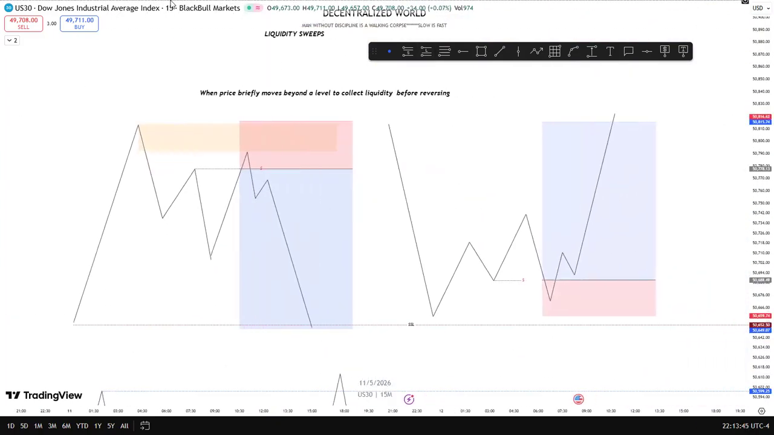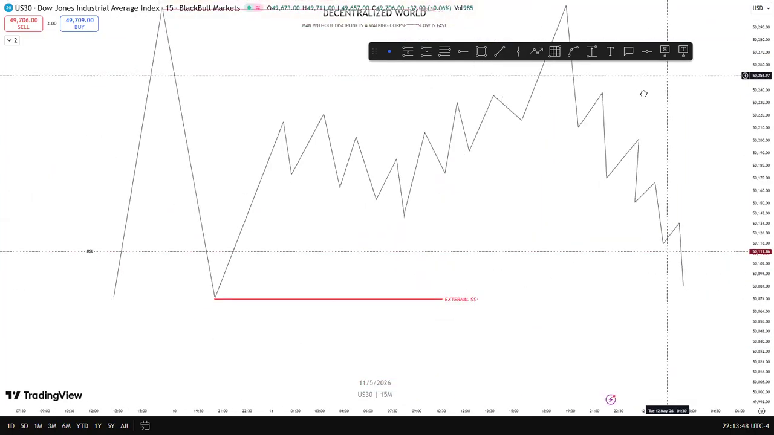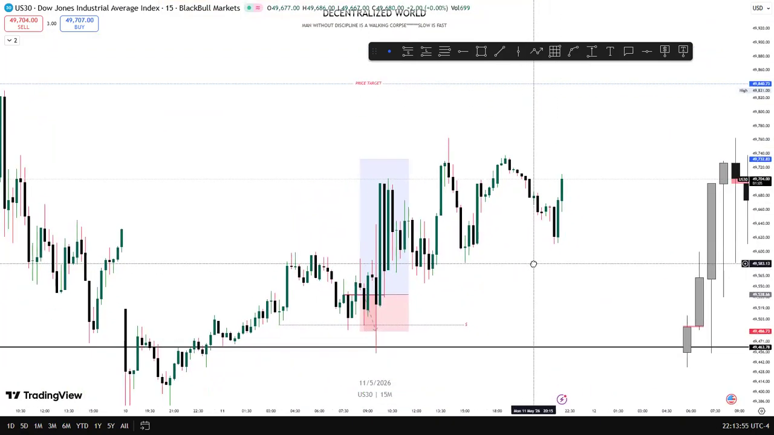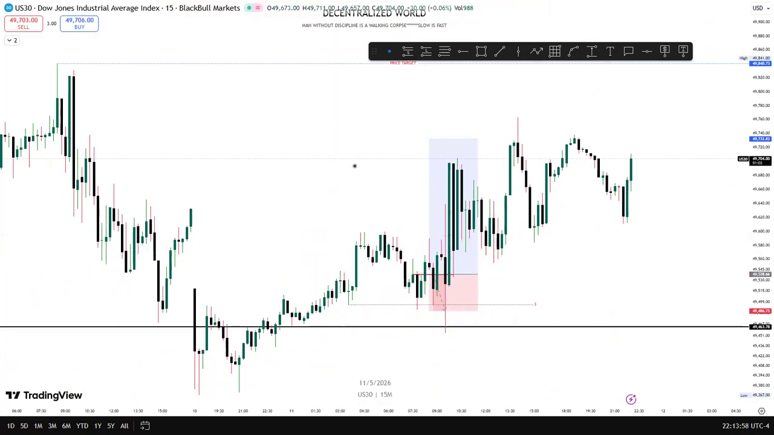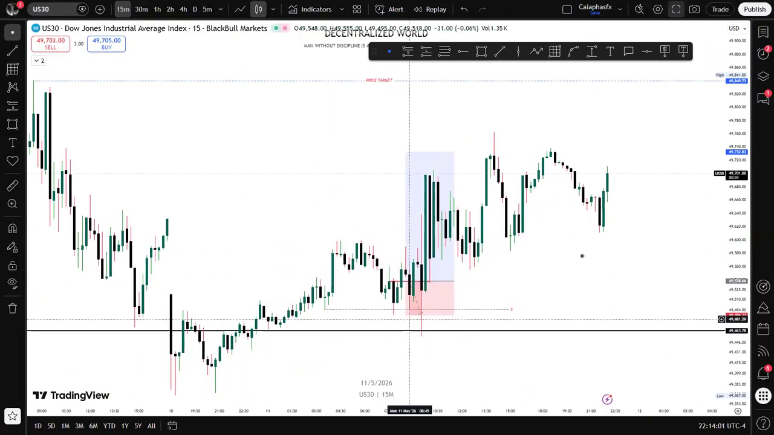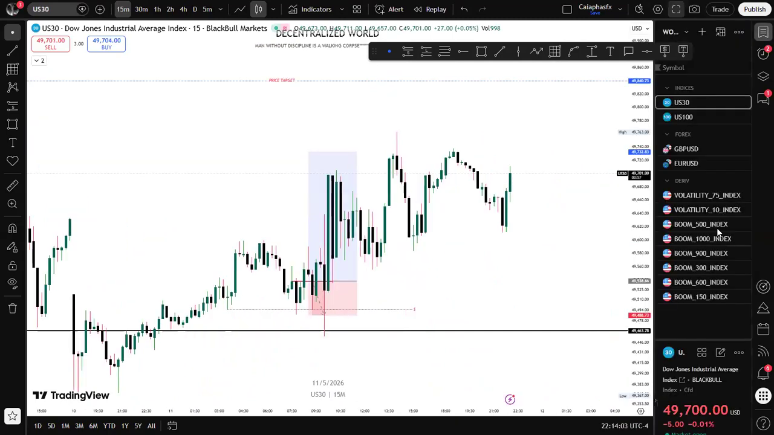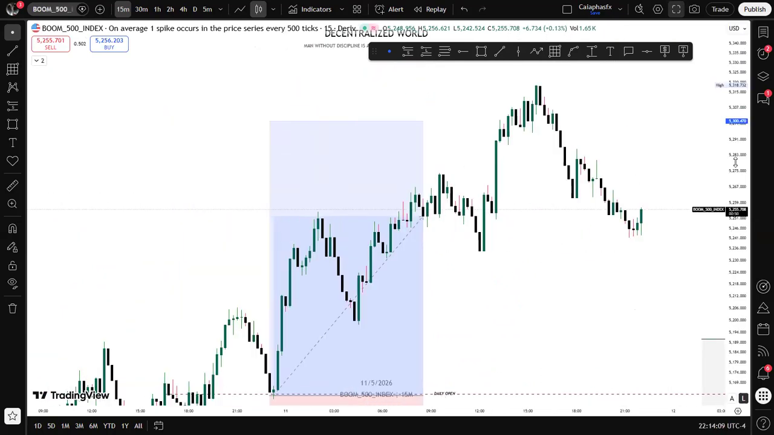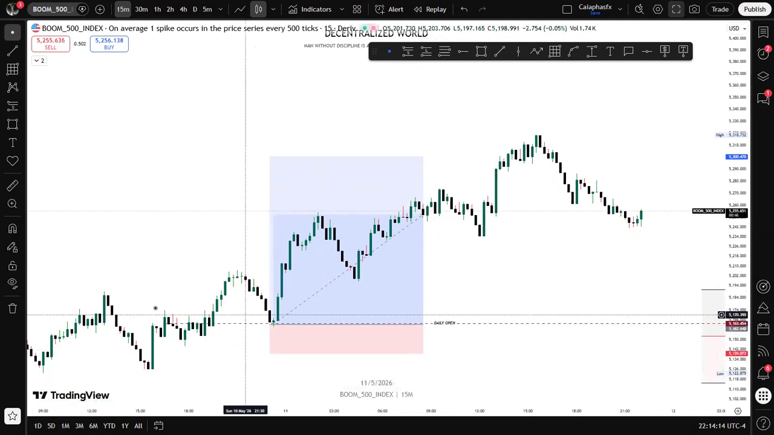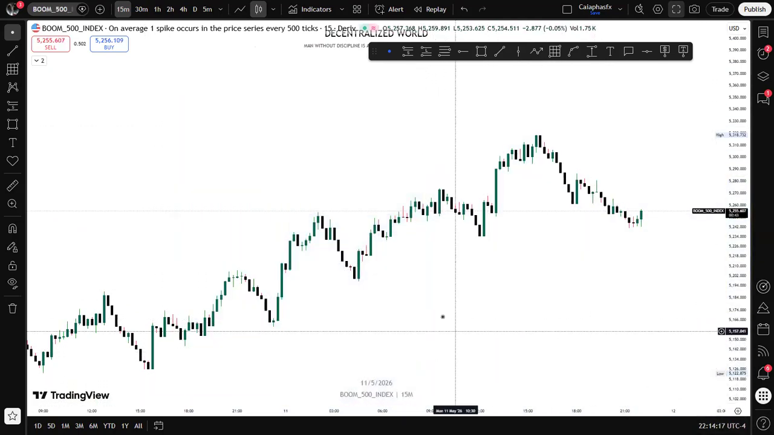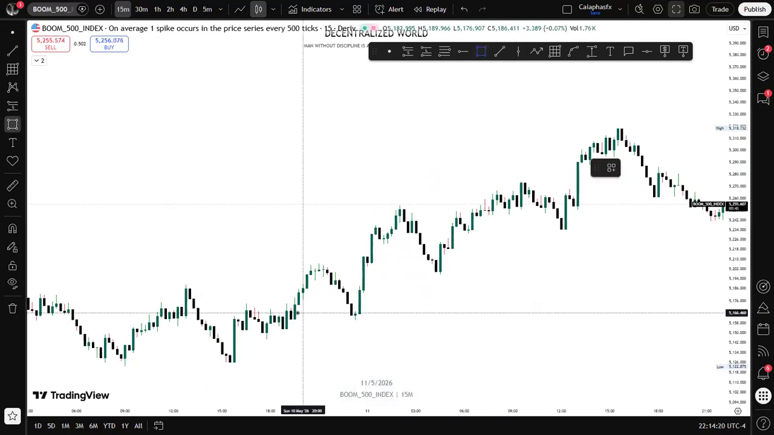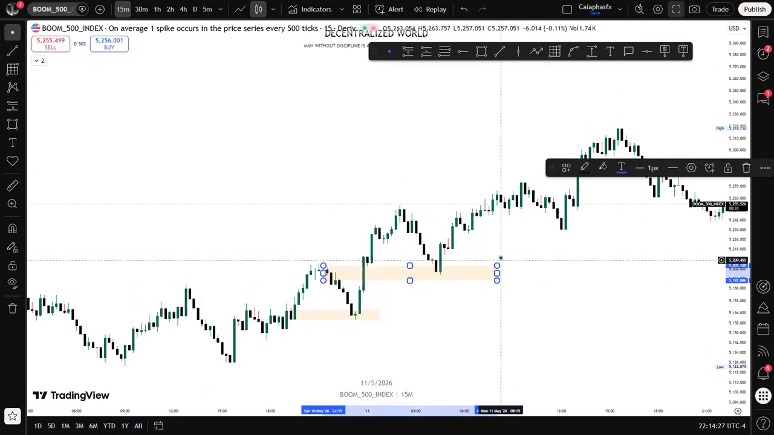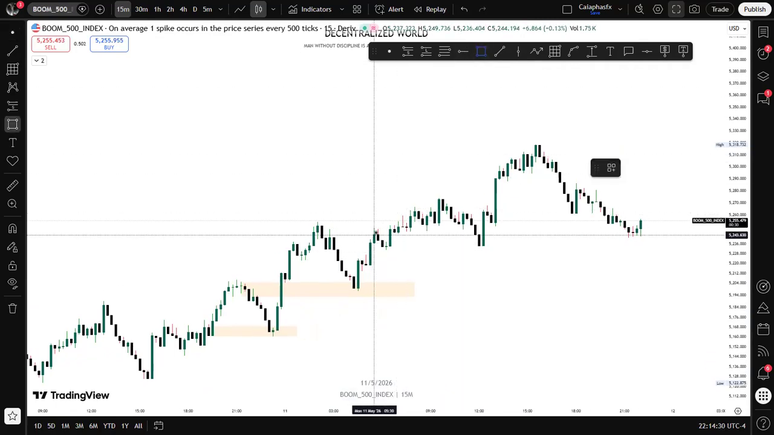So let me try using a normal chart. Okay, I have something on this chart. Let me try another one. Okay, no, we had a zone. We had a zone. Everything here is a zone.